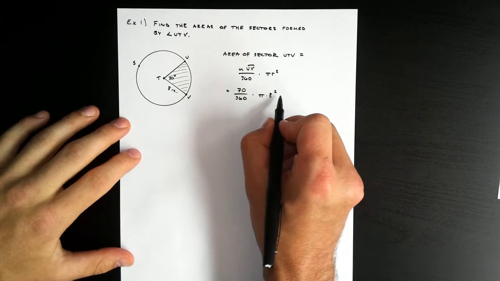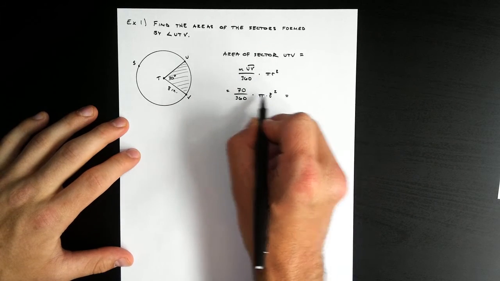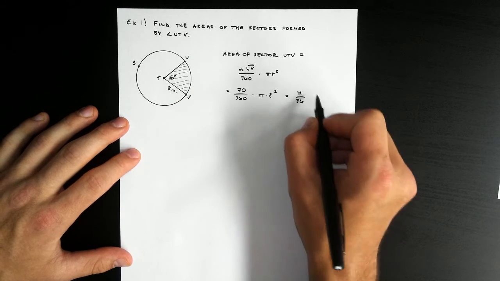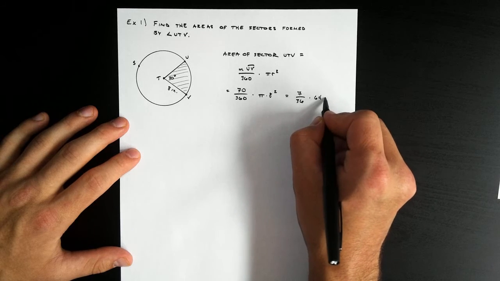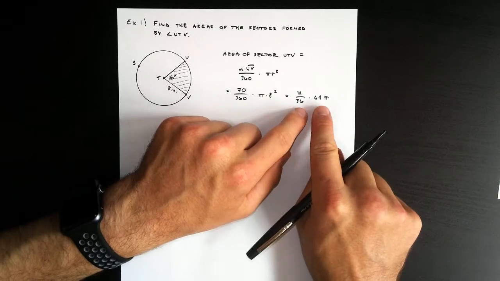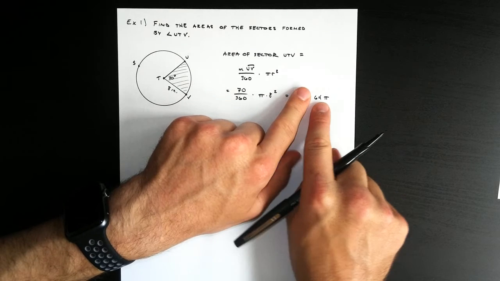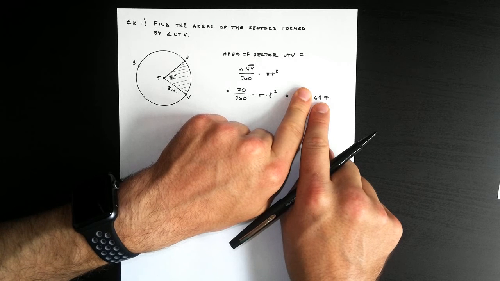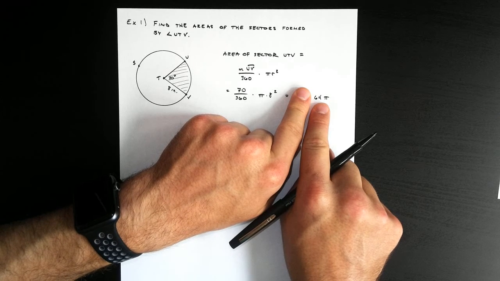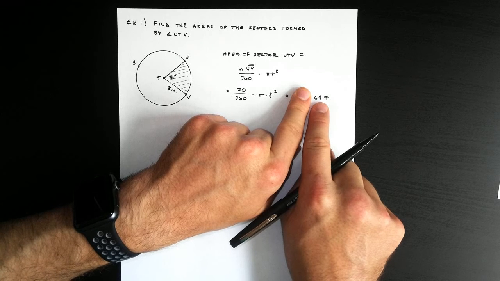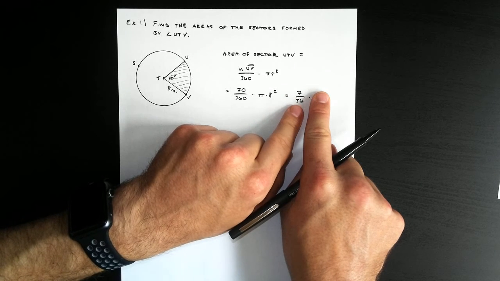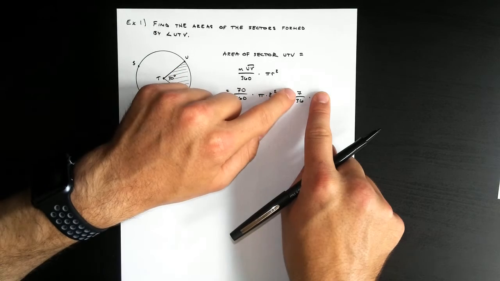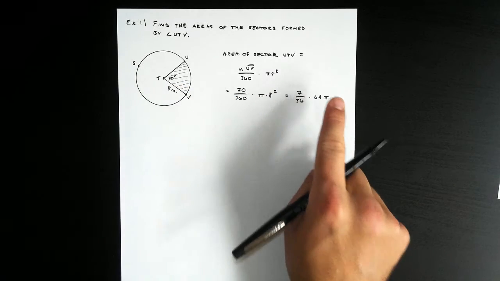Okay, so let's see what we end up with. If I simplify a little bit, 70 over 360 is 7 over 36. So we can just cross out the zeros, and then times 64 pi. So if I break down these two pieces here, just the 64 pi, that's the area of the entire circle. But I'm not looking at the entire circle, I'm just looking at a piece of it. Okay? This fraction tells me how much of the circle I want. So my sector is represented by 7/36 of the entire circle.